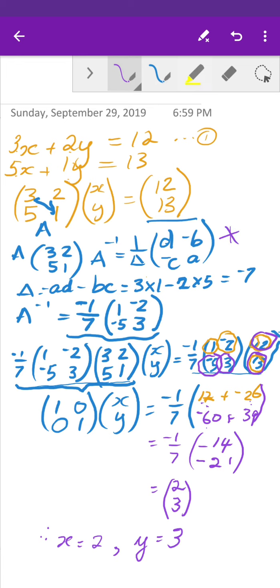This is the formula for the inverse. It does have a determinant, and when AD minus BC doesn't equal 0, you've got to include it.